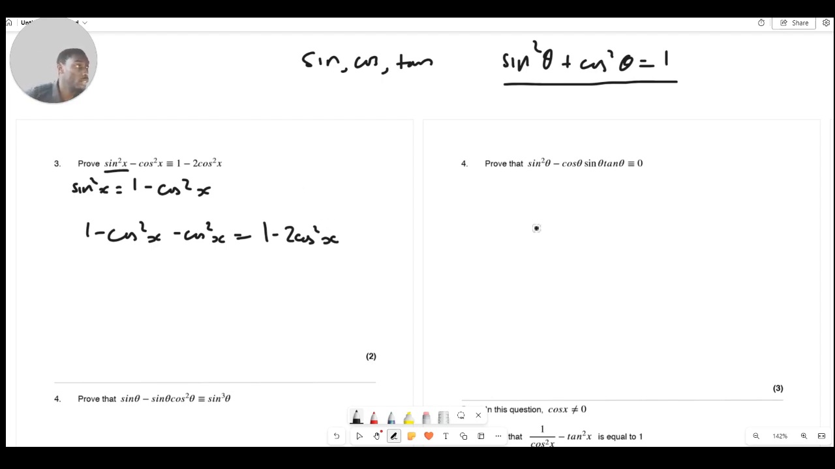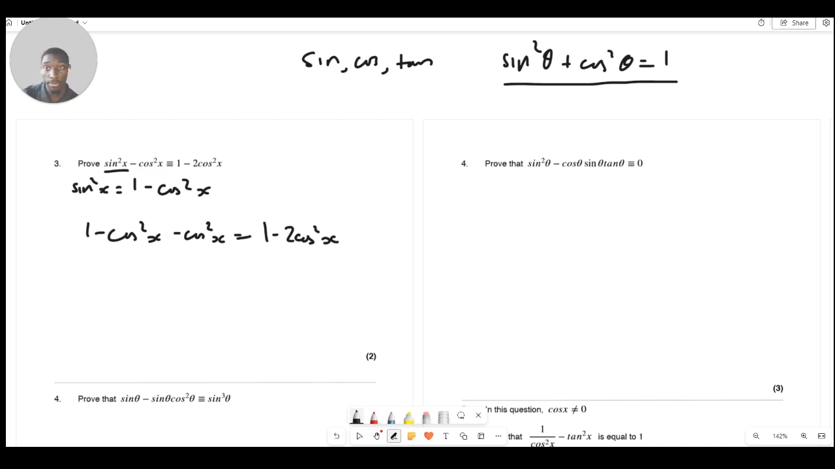Now, let's look at the one across. So now this one is sine squared theta minus cos theta sine theta tan theta equals 0. Now this one, clearly we can see that on one side there's a 0. So we have to use the opposite side. So we're going to start from the left and try and make sure we get to 0. So what I see here is sine squared theta. I'll keep that for now, but I have cos theta, sine theta, and tan theta. So let's try and simplify things on this side.